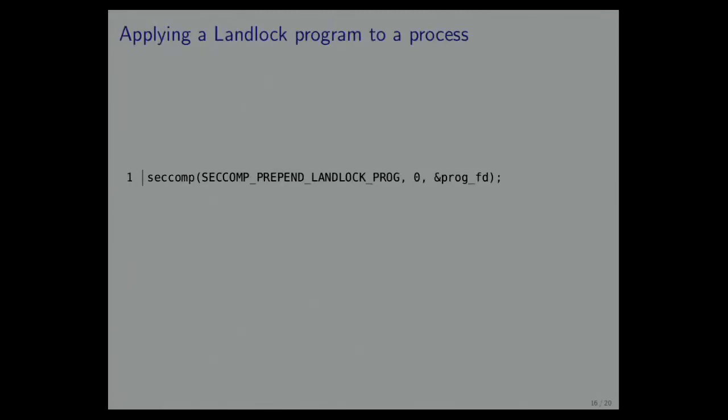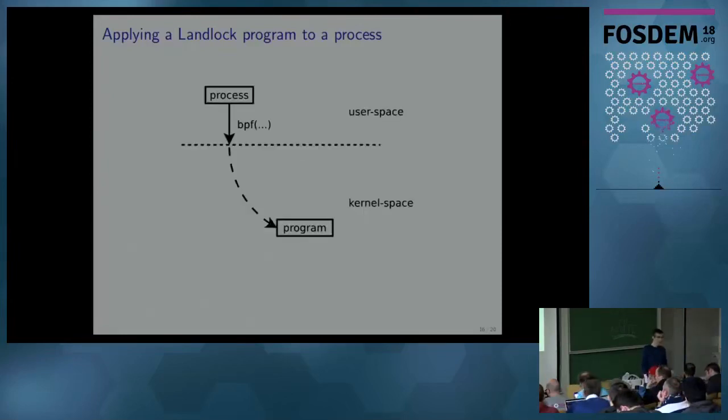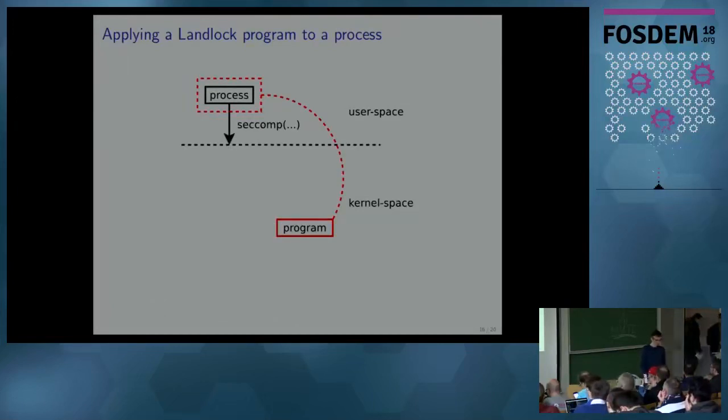Then to apply this program to the current process, we use a second syscall. But we do not enforce a seccomp filter, we enforce a Landlock program. So here there is a new seccomp syscall command, which is to prepare a Landlock program. And as arguments, we put the Landlock program. So it is a chain of programs. We loaded the BPF program in the kernel, and then we can apply it to ourselves. So the process applies its own program to itself.